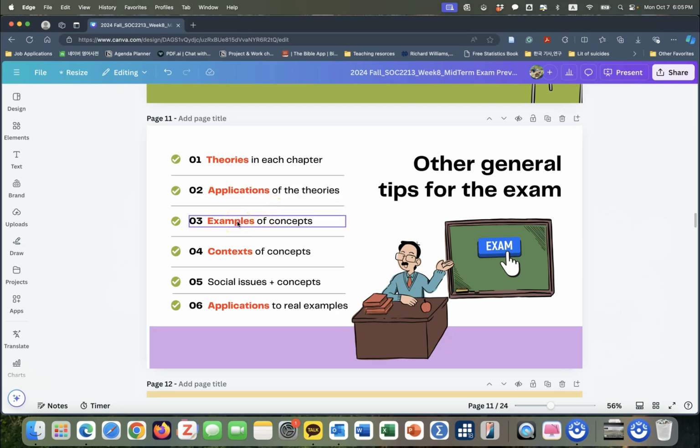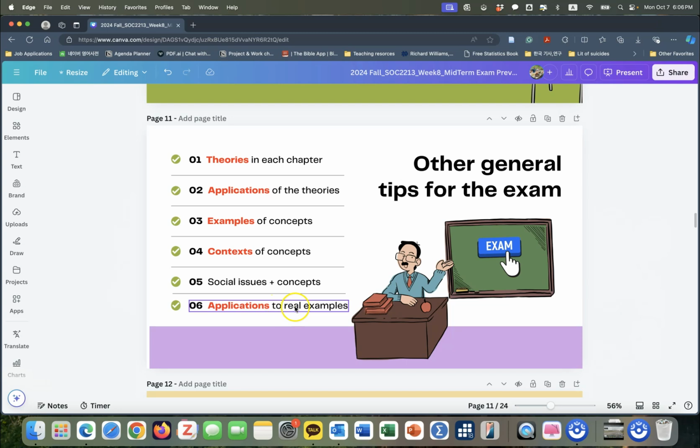And examples of the concepts, and if you provide some of the applications based on your own experiences, or if you heard about this type of example from cases, these will serve as a very big part of your answers. And the context of the concepts, if I ask you about the background of a specific social phenomenon, that will also serve your answers very well. And if there are specific social issues or concepts relevant to those topics, these will also be very helpful.